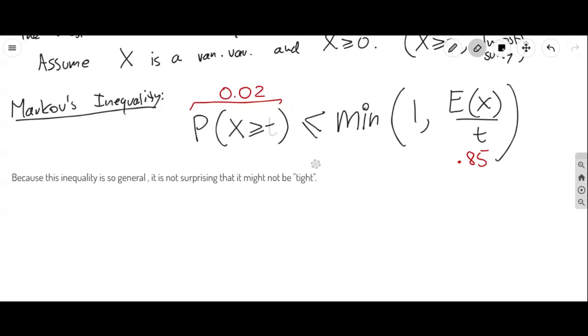And if you want to make this inequality tighter, then you have to assume something extra about x. And then you can improve the inequality. But that's often the way it works, that the more general something is, the less tight it's going to be. If you want to make it tighter, then you need to know some additional properties about the random variable.